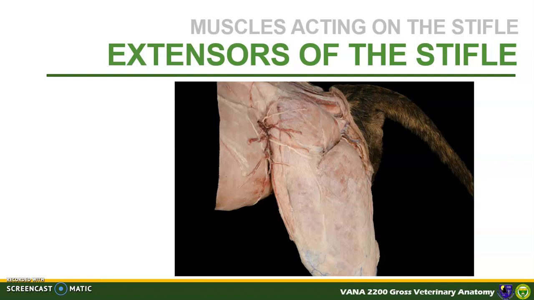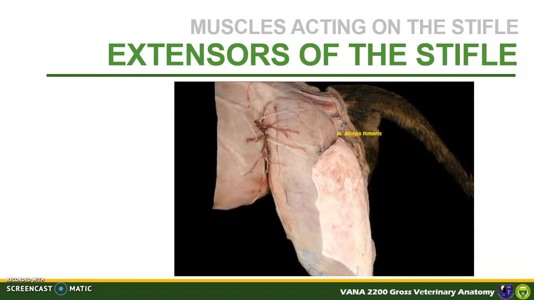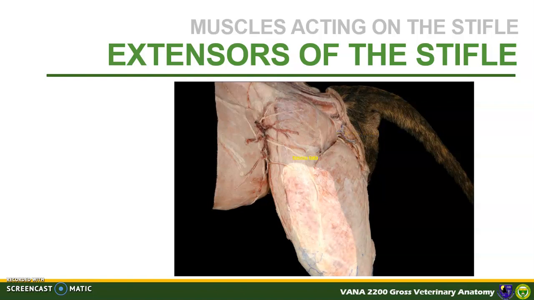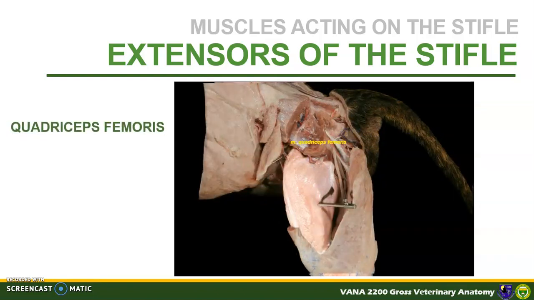For orientation purposes, here is the biceps femoris and here is the fascia lata. If we remove the fascia lata, we can then see the quadriceps femoris. This is one large muscle and is the primary extensor of the stifle.